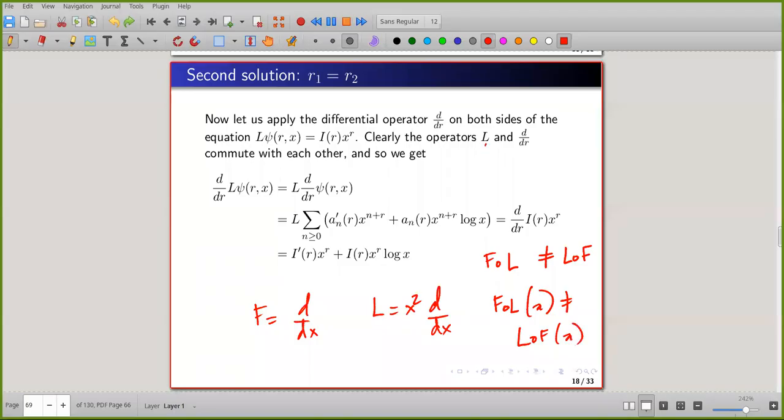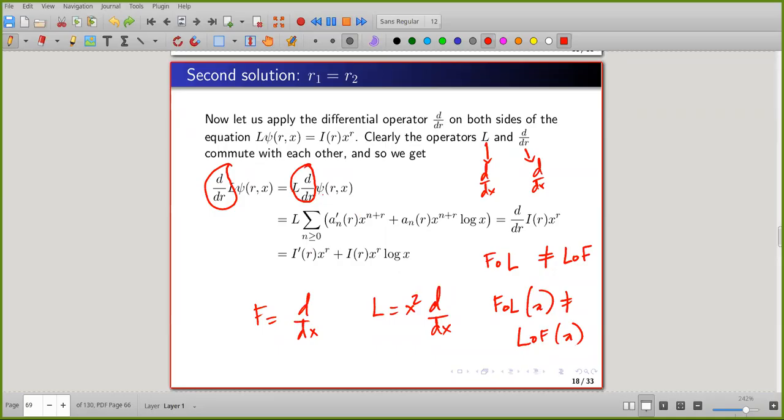But since L is a differential operator in terms of the d by dx's, and r and x are independent variables, this is fine. So anyway, we can interchange the L and the d by dr's. That's what I've done over here.